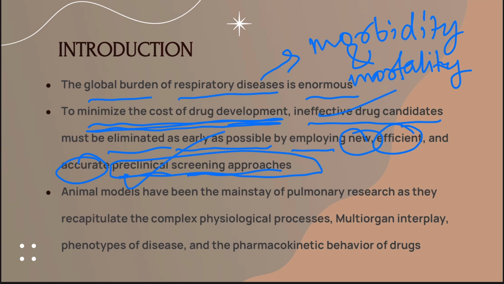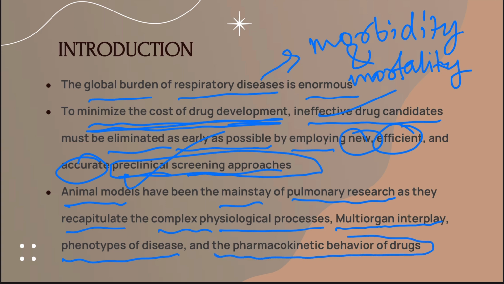Animal models are one such method, and they have been the mainstay of pulmonary research as they recapitulate in animals the complex physiological processes which occur in the human body. They also simulate the multi-organ interplay, mimic the different phenotypes of the disease, and help us understand the pharmacokinetic behavior of the drugs, that is their absorption, distribution, metabolism and excretion. This is the reason why animal models are the preferred ones in preclinical screening approaches for the development of new drugs for respiratory disease, or any other diseases.